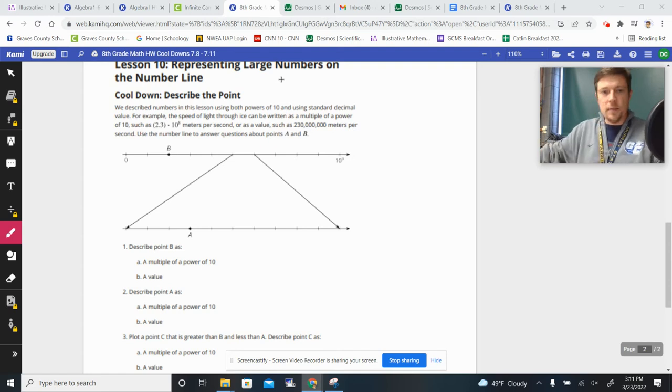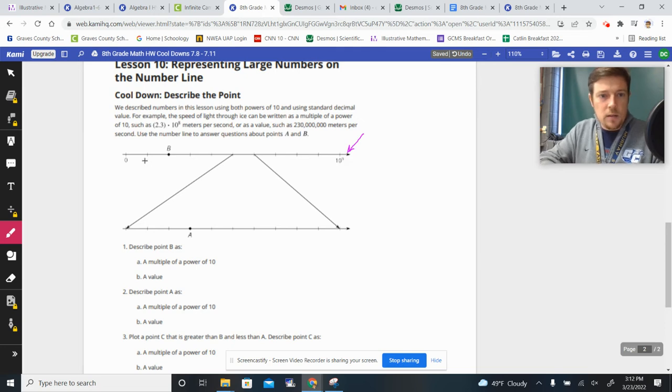On a number line, we have to describe the points that we see on these zoomed in number lines like we saw today in class. So we're describing how fast something is going with a really large multiplier, a large exponent. So this one has 10 to the ninth power right here.